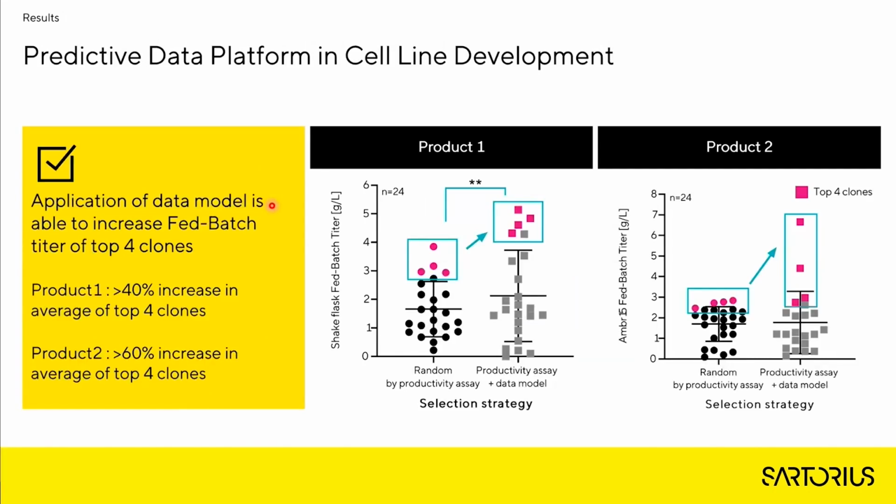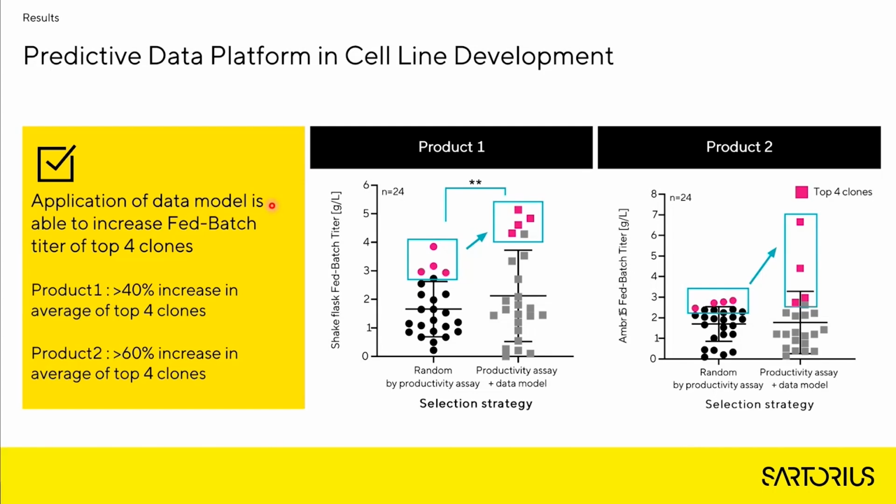But yeah, this was all about the model, the strategy, and how it was implemented. Now we can have a look at some results of how this selection strategy looked in a real world experiment. So what we did was we used our new selection strategy in a couple of experiments and compared it with the more conventional way of selecting clones, which is basically a kind of random approach using some productivity assay data. And we benchmarked it for some different products.